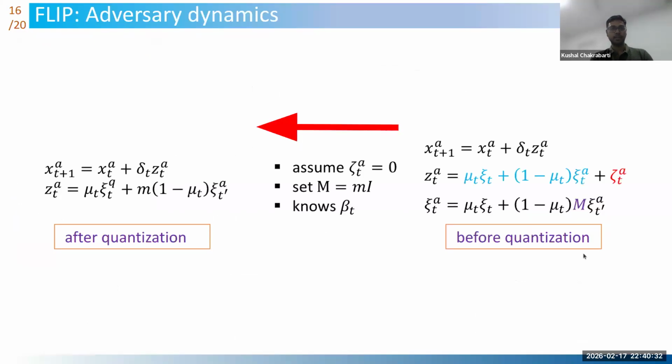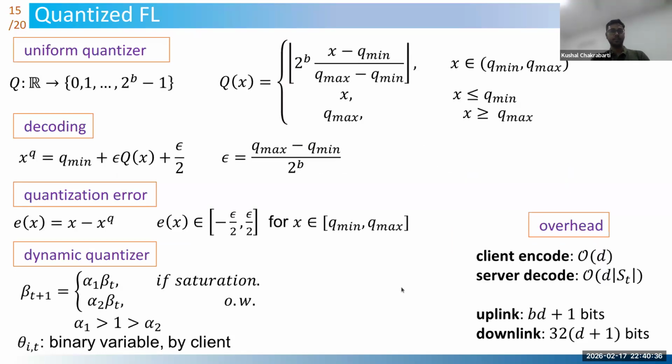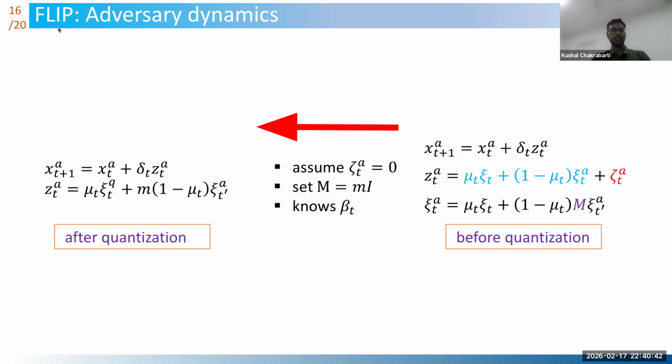So that is why it is very lightweight. Now the next question is, what happens if you implement this dynamic quantization for FLIP and for FLOP? So first let us look at the FLIP dynamics. Before quantization, we have this adversary dynamics on the left-hand side. Now I am doing some simplification.